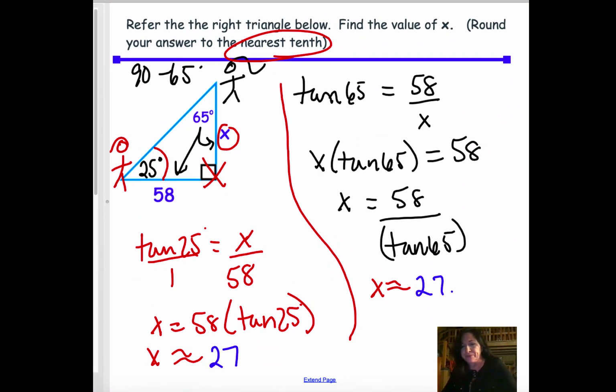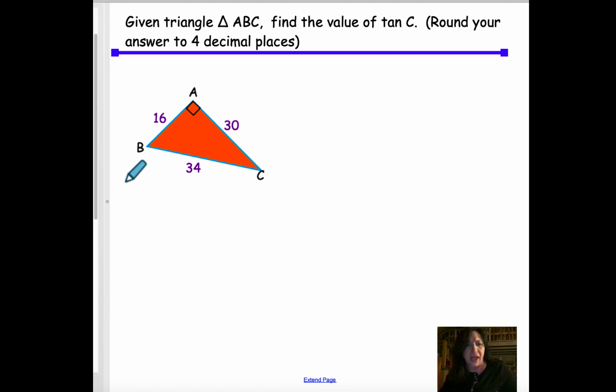That's going to stay. For the next problem, they ask me, given the triangle ABC, find the value of tangent C. So they're not asking me for an angle. If they were asking me for an angle, they would either say the measure of angle C, or they would say find the value of C. Capital letters are the angles. Because they're not doing that, they're not asking me for the actual angle. What they're asking me is probably just the ratio.